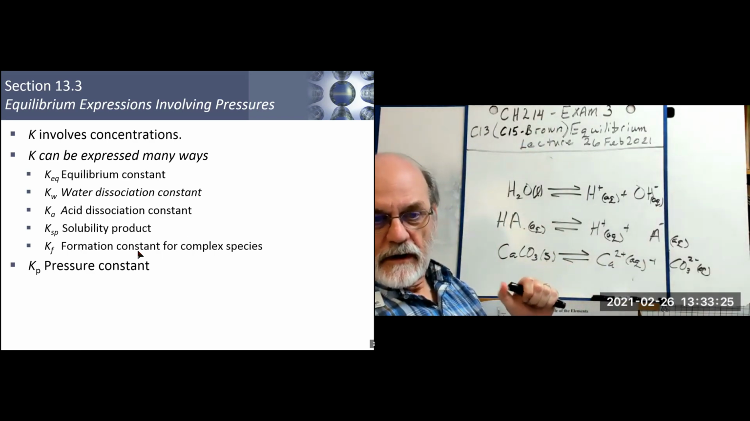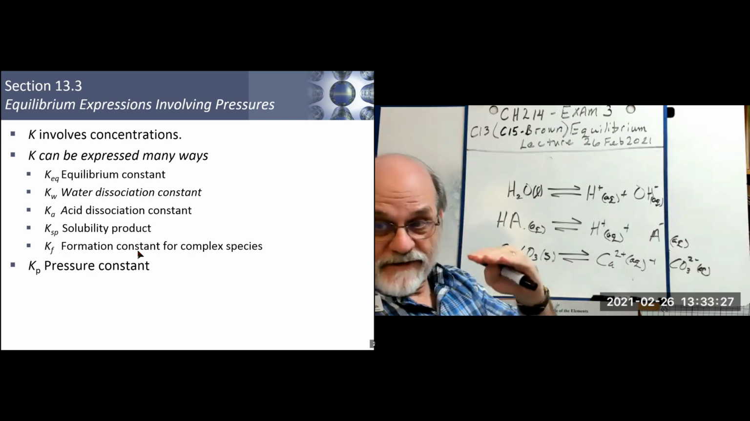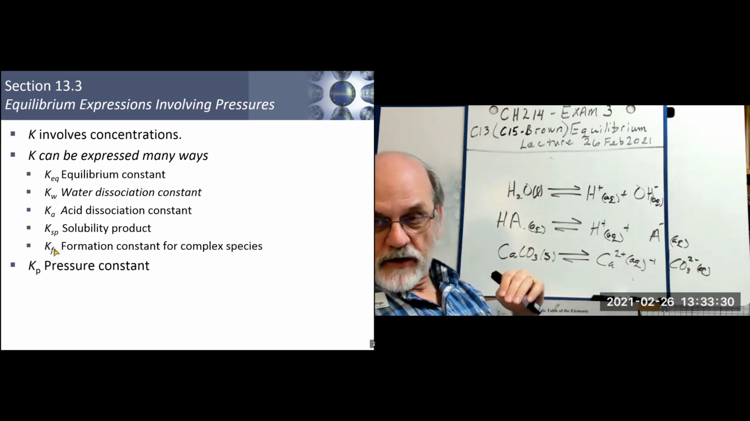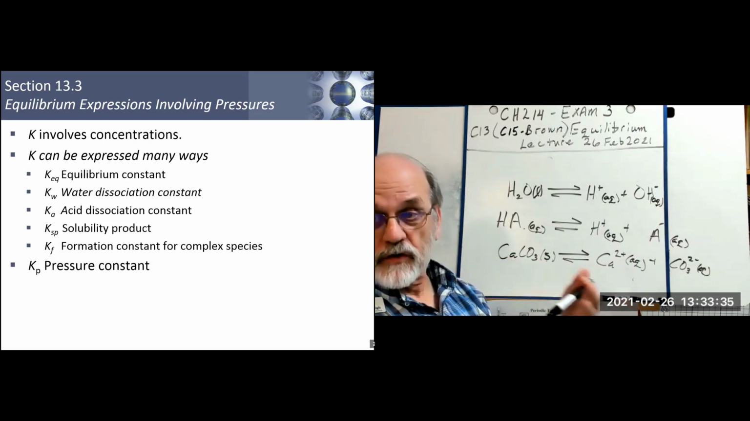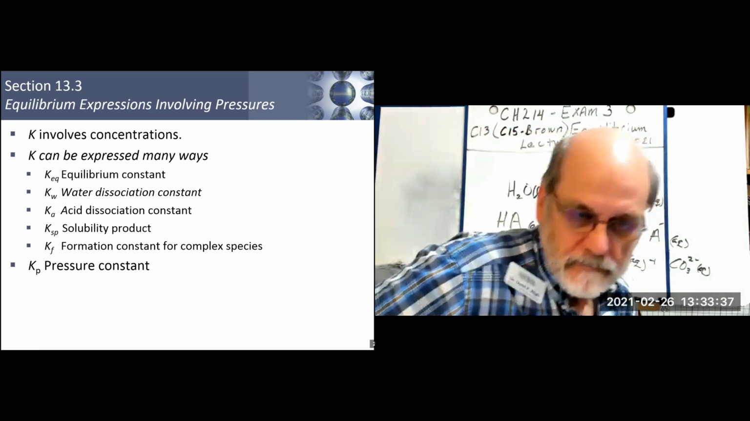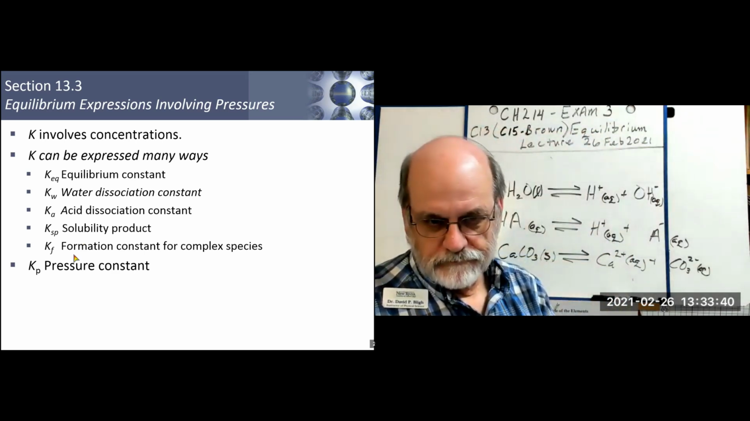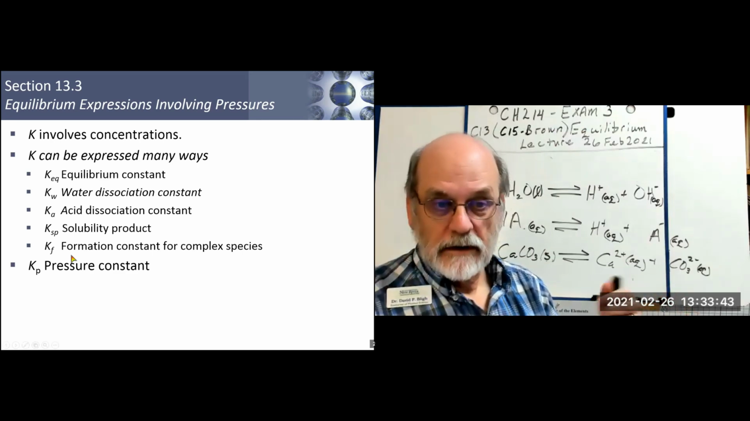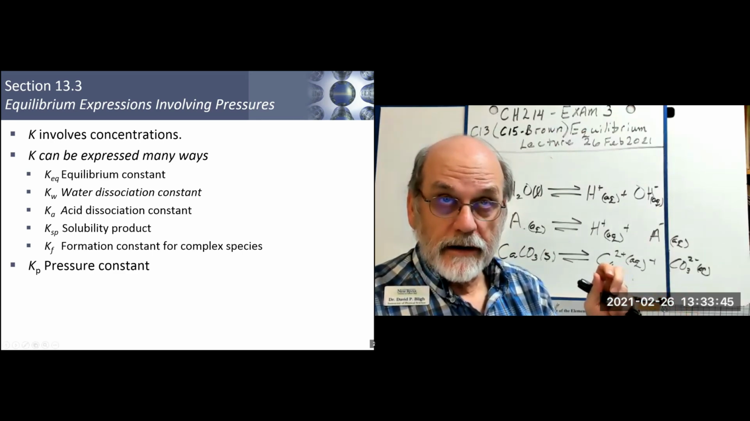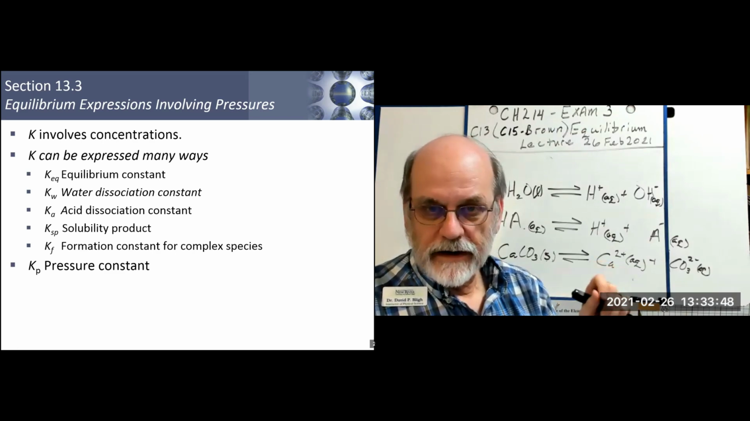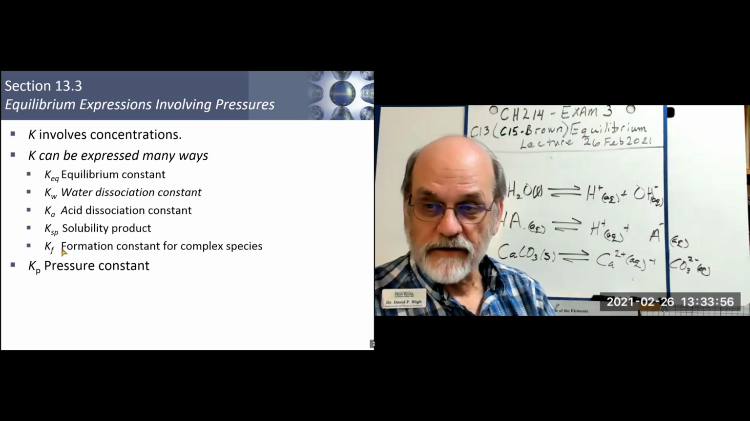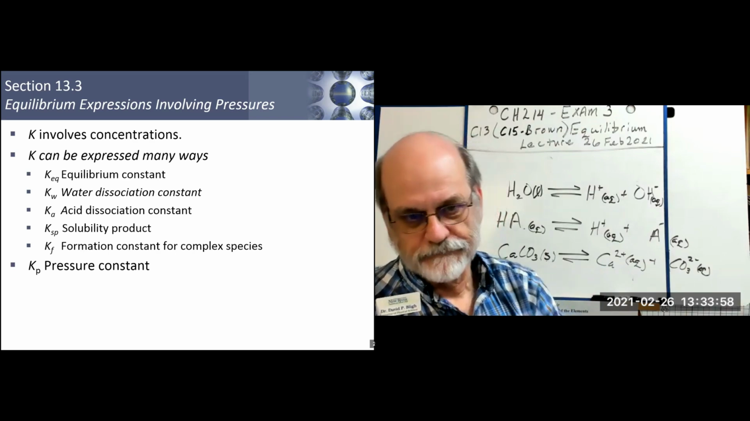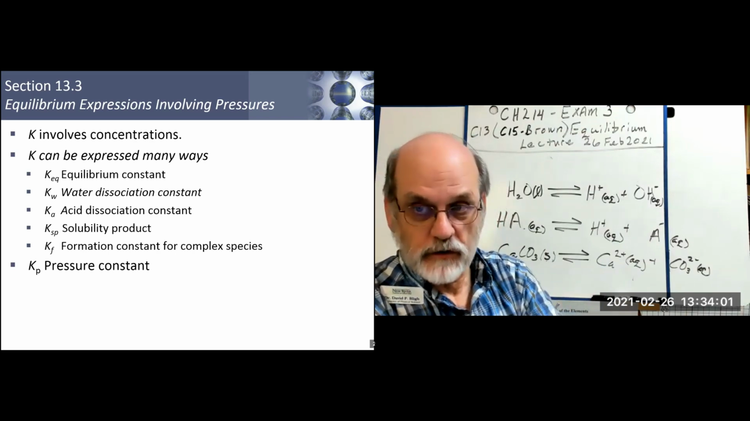Some reactions stay in the same phase. So we use a KF, or K of formation. And we're going to do one of those experiments with using silver and ammonia. They have a K that's associated with the formation of the silver ion combined with ammonia in NH3 in solution.